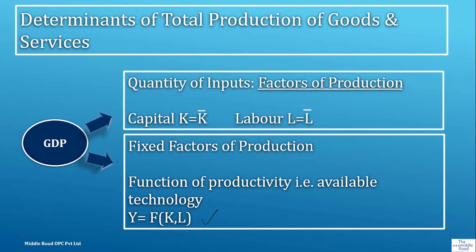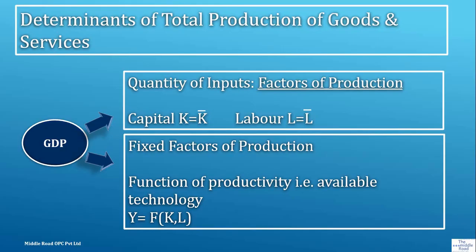What we have learned is very simple. There are two factor payments, quantity of inputs, factors of production. One is capital, one is labor. Both are fixed in an economy, and the function of productivity is basically the relevant technology, the available technology, which is driving these two functions.